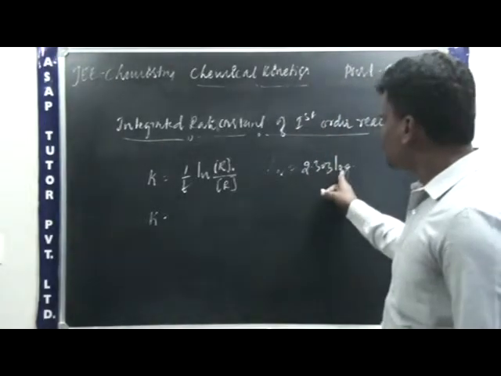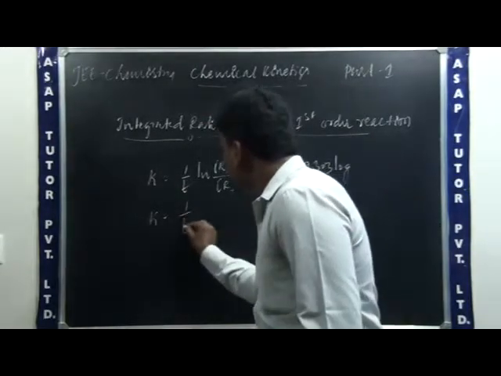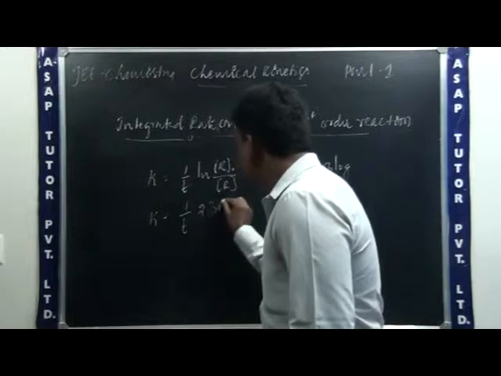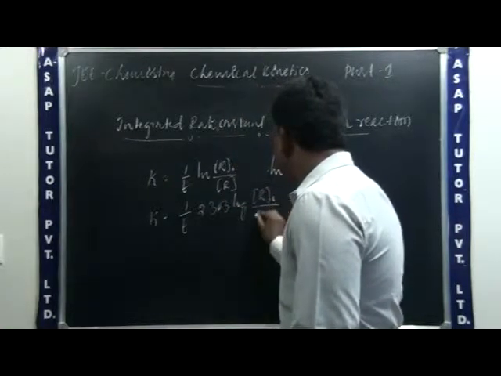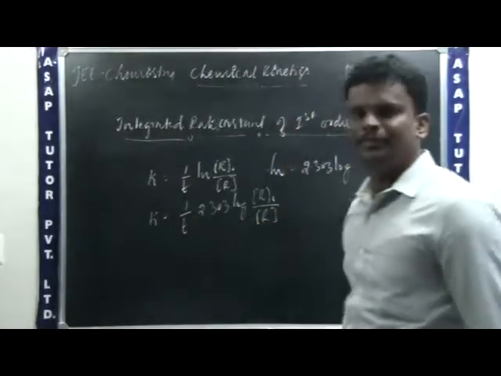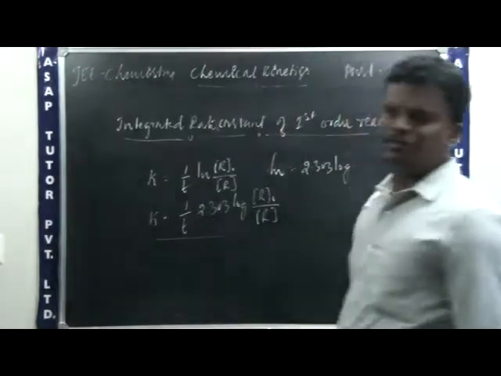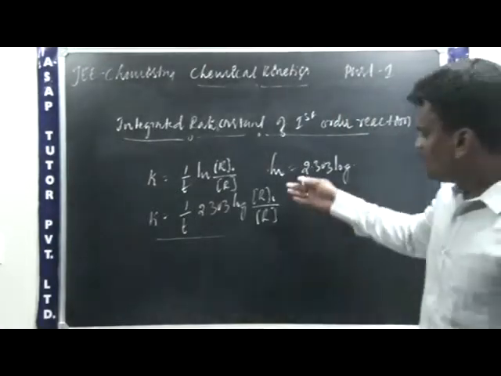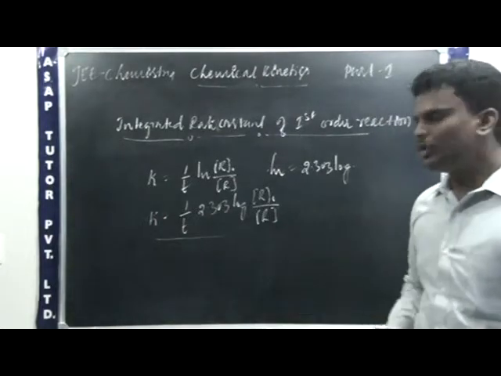Therefore, if we substitute for ln, K is equal to 1 by t into 2.303 log of initial concentration divided by final concentration. So this is the rate constant formula for first order reaction. Then we need to derive the formula for the half-life period of the first order reaction.